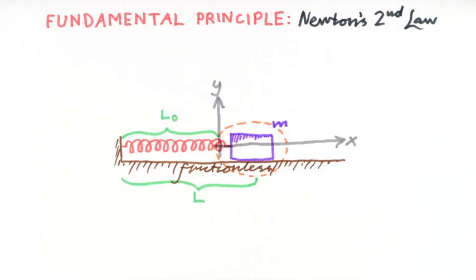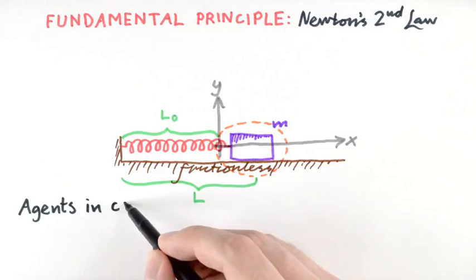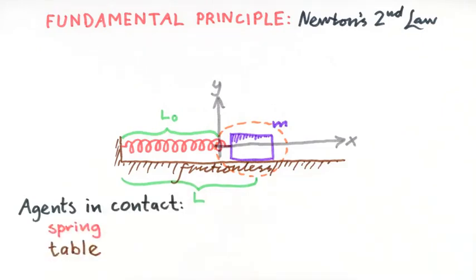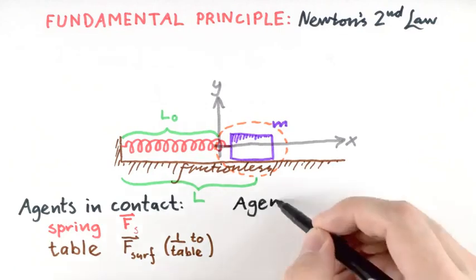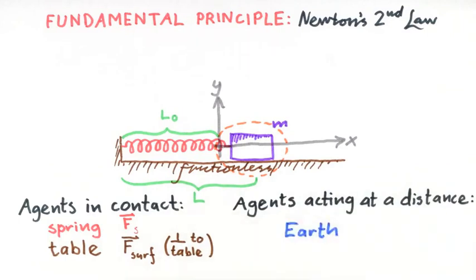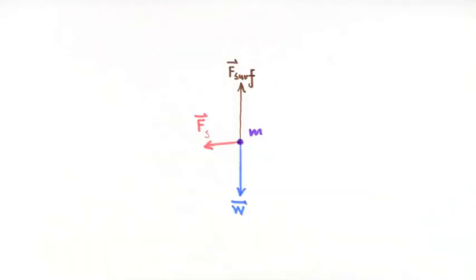So, to predict the motion, we know we need to specify the net force acting on the system. So let's identify all the agents acting on the system. First, the agents in contact are the spring and the table, with respectively a spring force and a surface contact force, which is perpendicular to the surface, since we are told that there is no friction between the block and the table. We have one agent acting at a distance, the Earth, exerting a gravitational force, the weight. Here's the free body diagram summarizing these interactions.